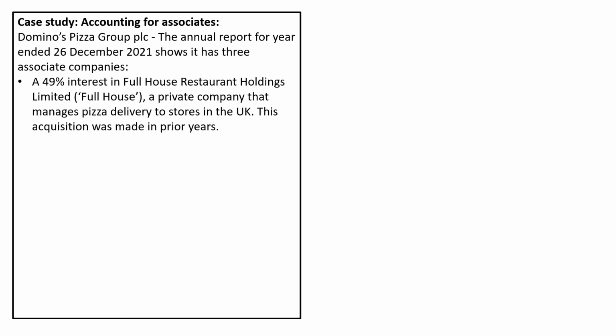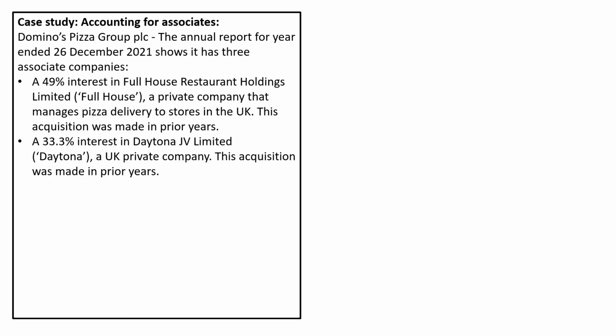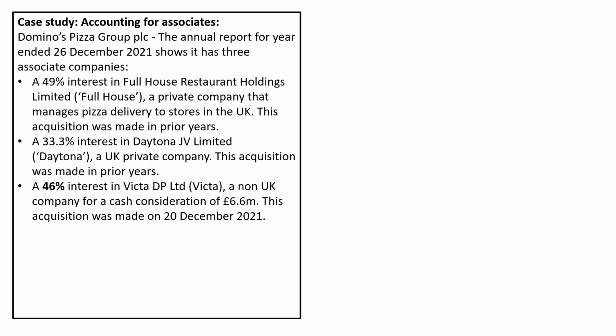A 49% interest in Full House Restaurant Holdings Limited. This is a private company that manages pizza delivery stores in the UK. This acquisition was made in prior years. A 33.3% interest in Daytona JV Limited, also a UK private company, and this acquisition was made in prior years. And a 46% interest in Victor DP Limited, which was acquired for a cash consideration of 6.6 million, and this acquisition was made on the 20th of December 2021.